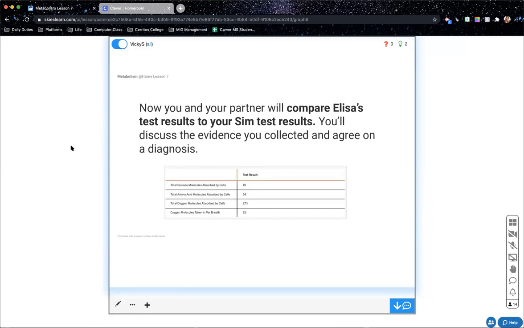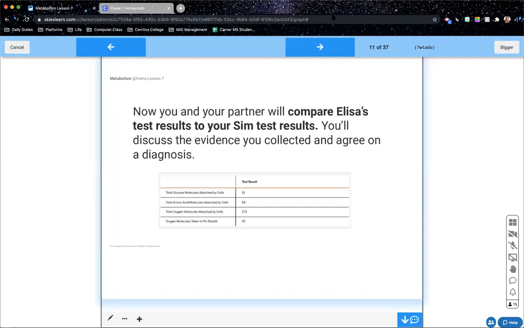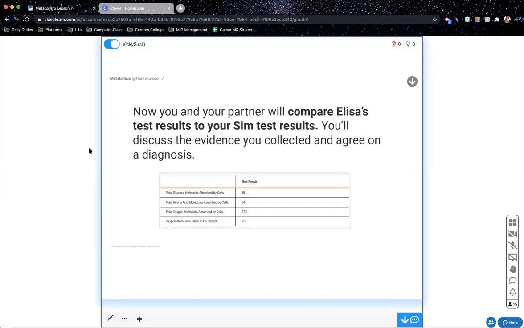Total glucose molecules absorbed by cells is 19. Perfect. Total amino acid molecules absorbed by cells is 54. Total oxygen molecules absorbed by cells 273, and oxygen molecules taken in per breath 25. Perfect. So this is Elisa's test result. And then now we have to compare it.